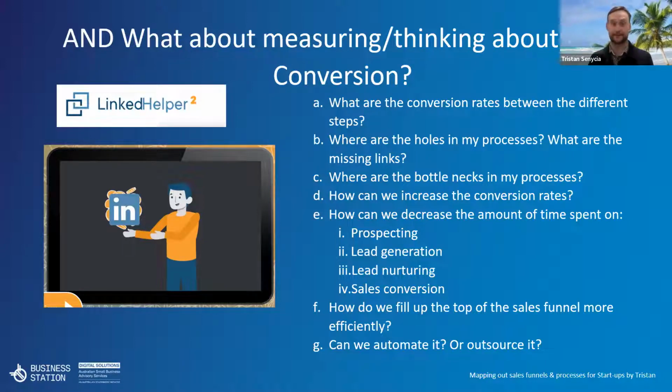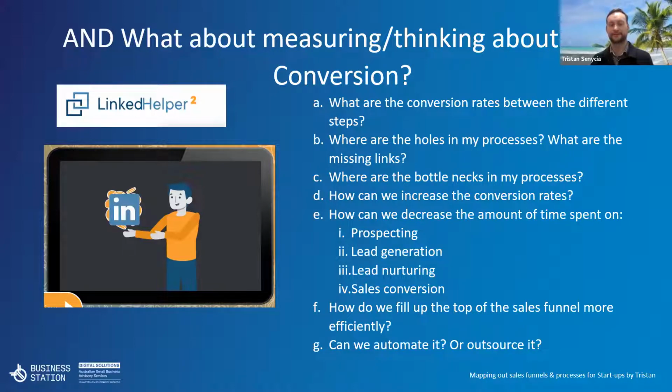Where are the bottlenecks? How can we increase the conversion rates? How can we decrease the amount of time we spend on these, so we can break the sales process down into its key components, right? Prospecting, lead gen, lead nurturing, and sales conversion. So how do we reduce the amount of time that we have to invest? Because time is money, and it's customer acquisition costs that we incur. And we need to minimize the customer acquisition cost and increase the customer lifetime value in order to have a viable business. And then the final question is, can we automate it or outsource it?